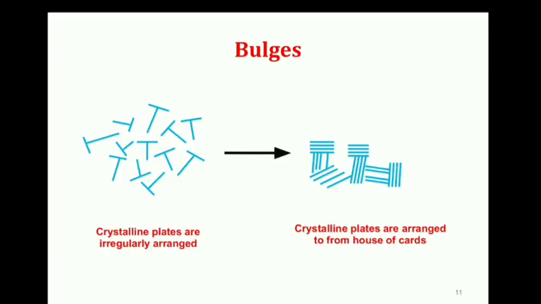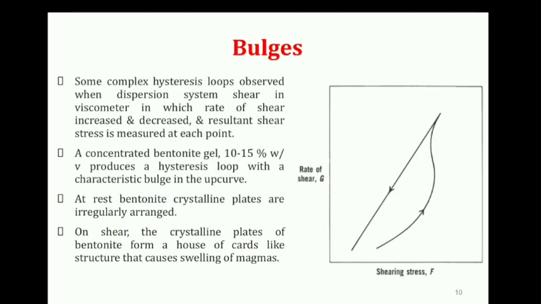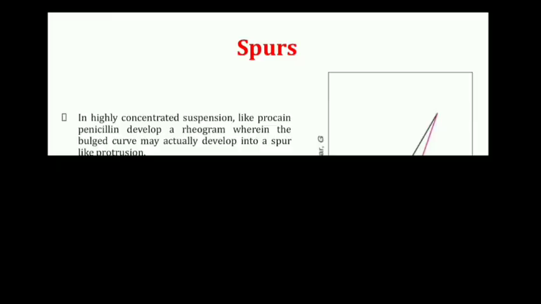Okay, so upon shearing, the crystalline plates are arranged to form the house of cards structure. In such a system the expansion of the system will occur, and in the rheogram you can see such expansion. This is due to the expansion of the magma. So this is all about the bulges.